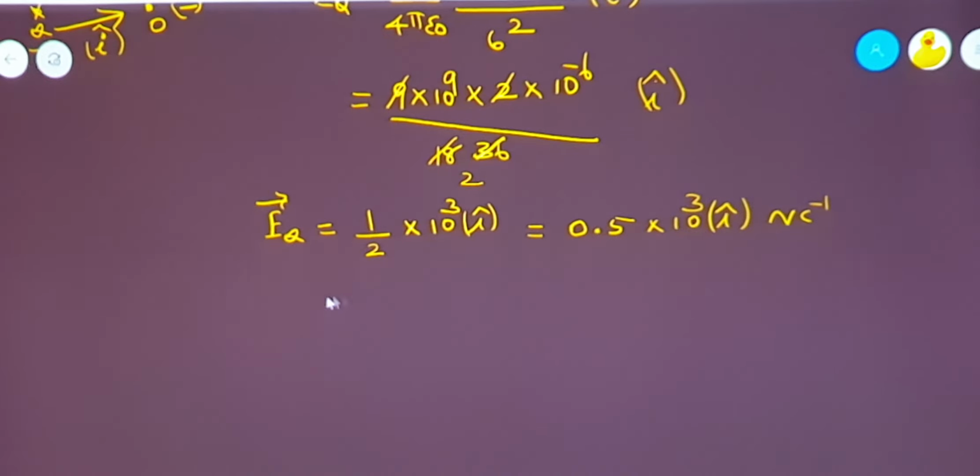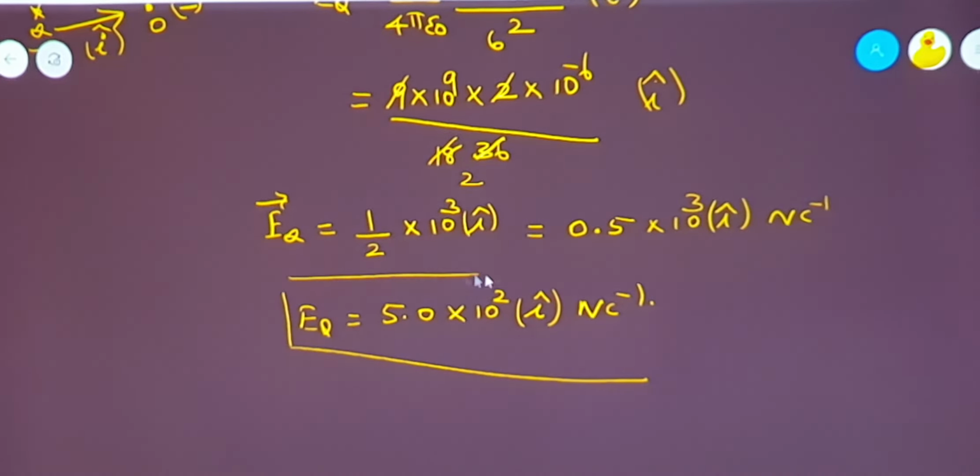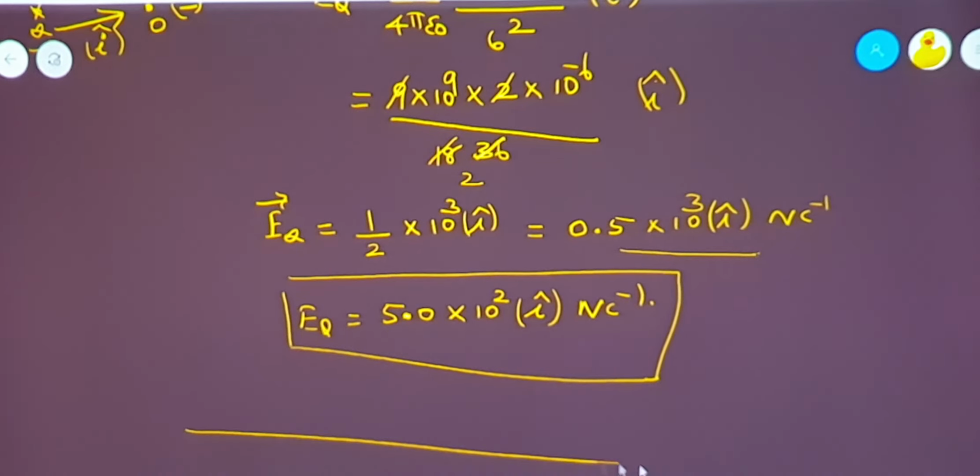How can we write this? You can write like this: EQ is equal to 5.0 into 10 to the power of 2 I cap Newton per coulomb. It is not necessary that you have to write like this. You can write the answer as it is in the previous step, no problem. But usually in the scientific method, in SI unit, we will be writing like this. In the mantissa part we will have one digit, put the point, and then the remaining. So this is considered to be the example problem 1.6.